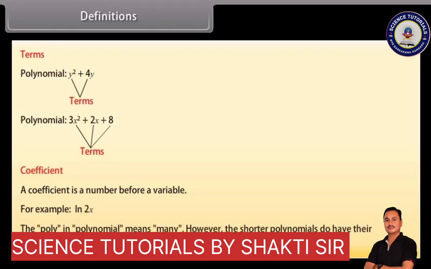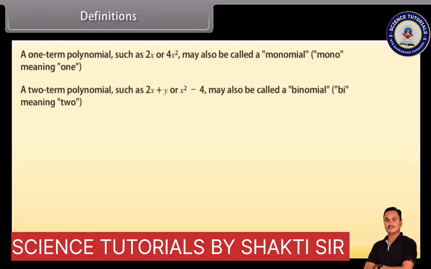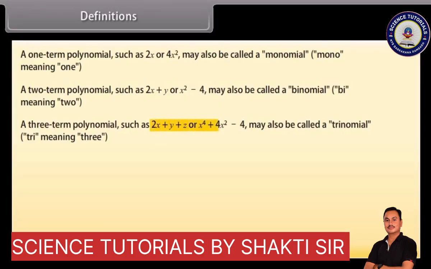The poly in polynomials means many. However, the shorter polynomials do have their own names. A one-term polynomial such as 2x or 4x square may also be called a monomial, mono meaning one. A two-term polynomial such as 2x plus y or x square minus 4 may also be called a binomial, bi meaning 2. A three-term polynomial such as 2x plus y plus z or x raised to the power 4 plus 4x square minus 4 may also be called a trinomial, tri meaning 3.